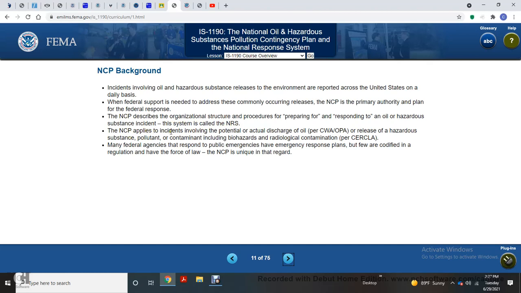The National Contingency Plan applies to incidents involving the potential or actual discharge of oil under the Clean Water Act and Oil Pollution Act, and the release of hazardous substances, pollutants, or contaminants, including biohazards and radiological contamination, under the Comprehensive Environmental Response, Compensation, and Liability Act. Many federal agencies respond, along with public agencies with emergency response plans. A few are codified in regulation and have the force of law, but the National Contingency Plan is unique in that regard.